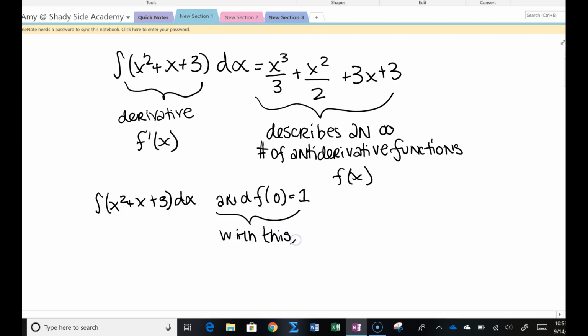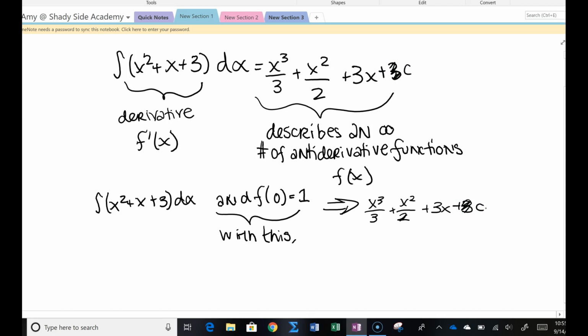Well, let's proceed. You know from last night, if this is your indefinite integral, your family of antiderivative functions is going to be x cubed over 3 plus x squared over 2 plus 3x plus c. And what you have found here is your family of functions f of x. But if you know that f of 0 equals 1, you can solve for c, because this is saying when x equals 0, f of x equals 1. So plugging in 0 for x, we get 0 plus 0 plus 0 plus c equals 1. Okay?